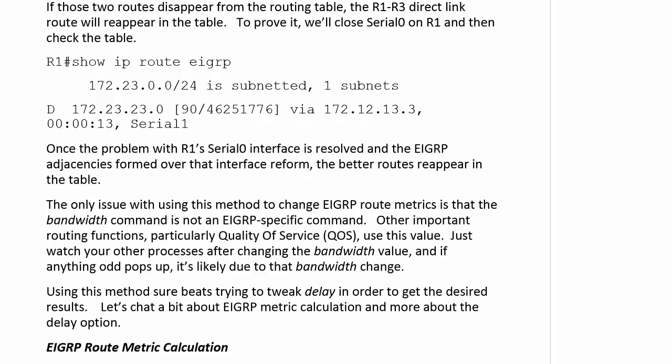I will also say that this beats the living heck out of trying to change the delay value to get what you want. We're going to talk on the beginning of the next video about EIGRP metric calculation, exactly which one of those 5 values we discussed are used by default. We know that's bandwidth and delay, but we need to know whether the other ones can be used or whether they are used. We'll cover that, and we'll talk a little bit about the delay value on the next video. See you there.